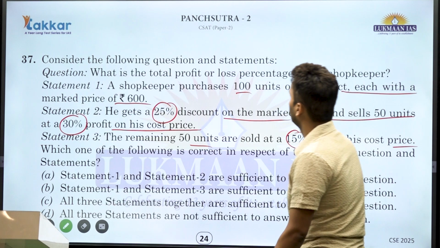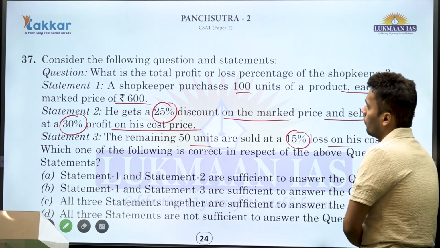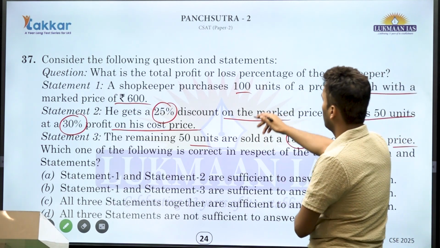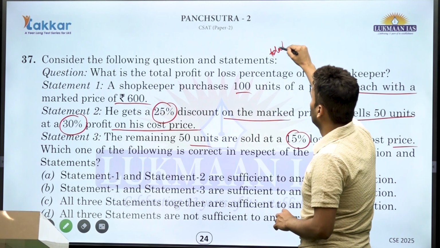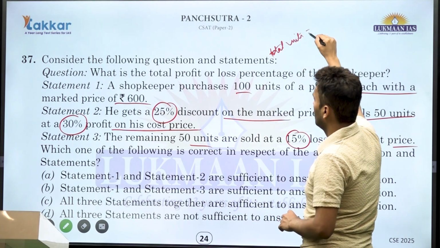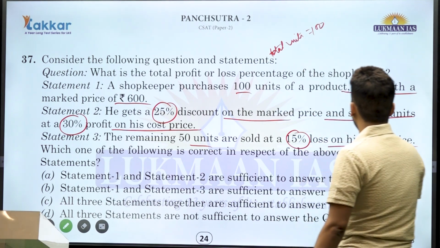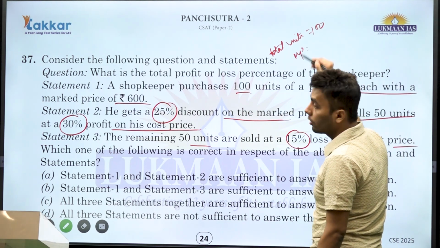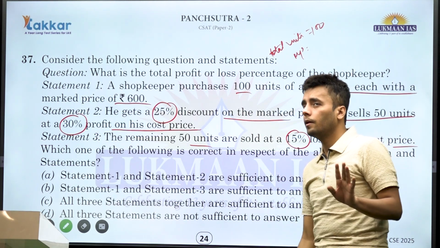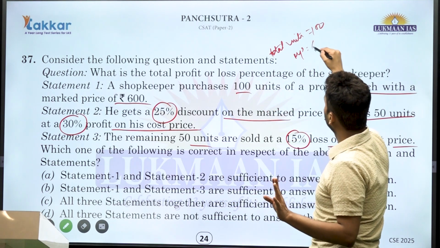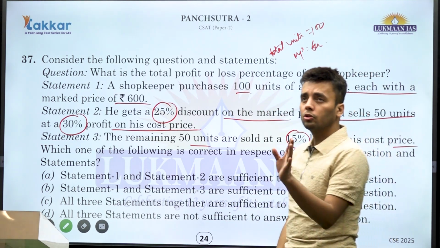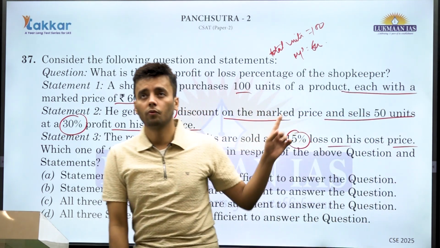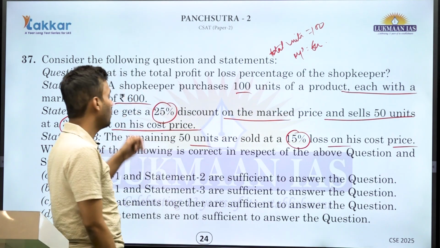Okay, now let's try to solve this. From statement 1, let's see. We are given total units as 100, with a marked price of 600. MP we are given. We are not given CP, we are not given SP here. So there is no way that this question can be solved with statement 1 alone.